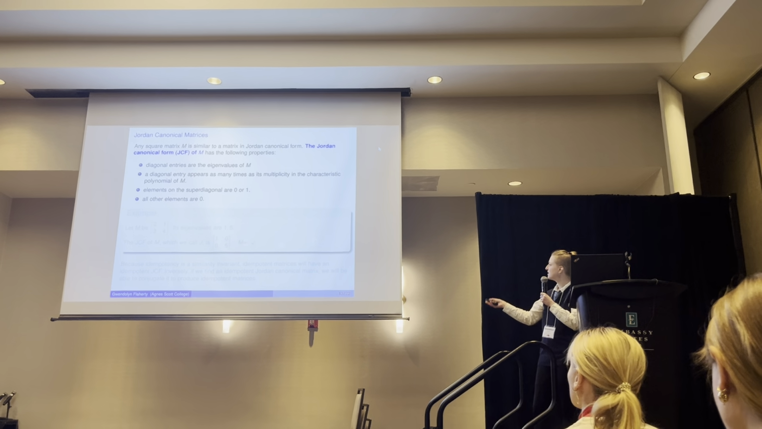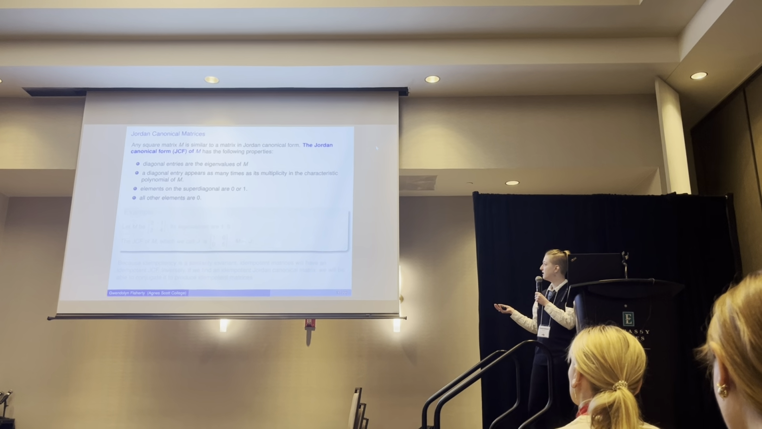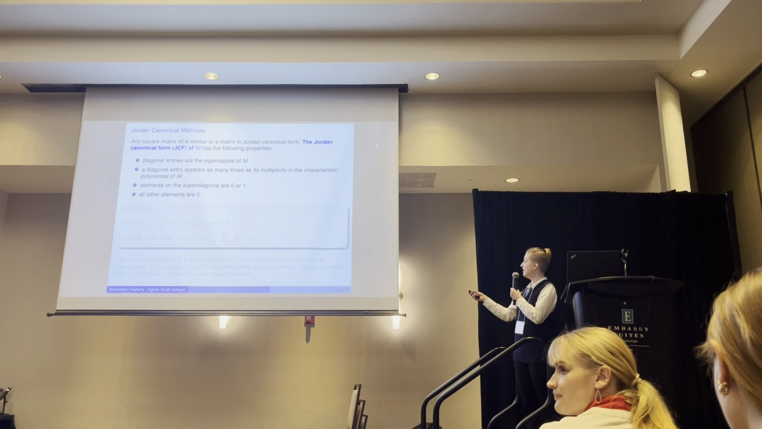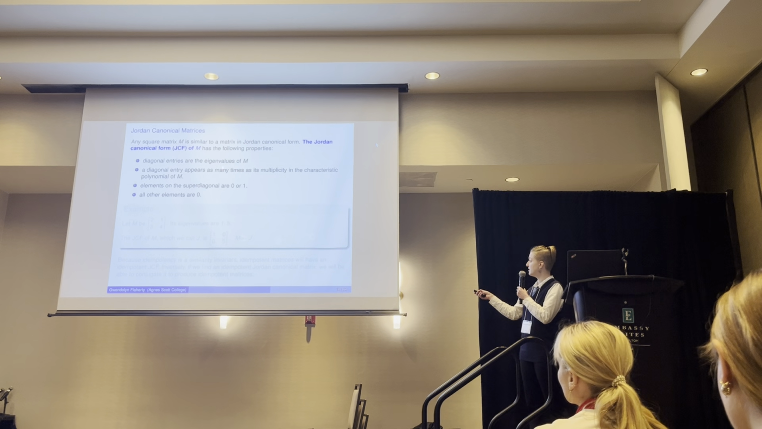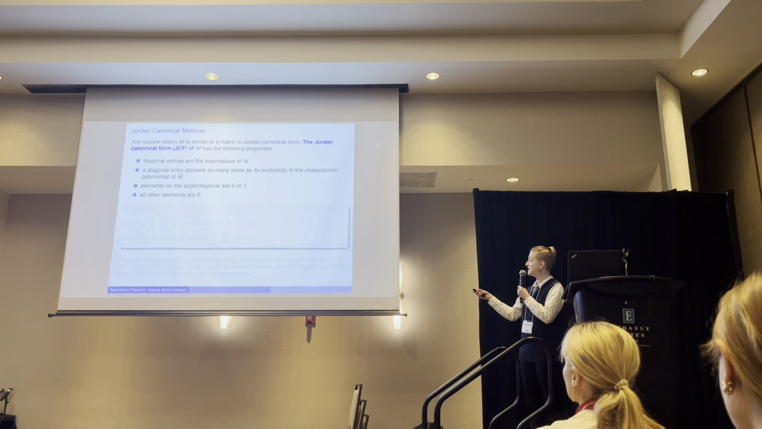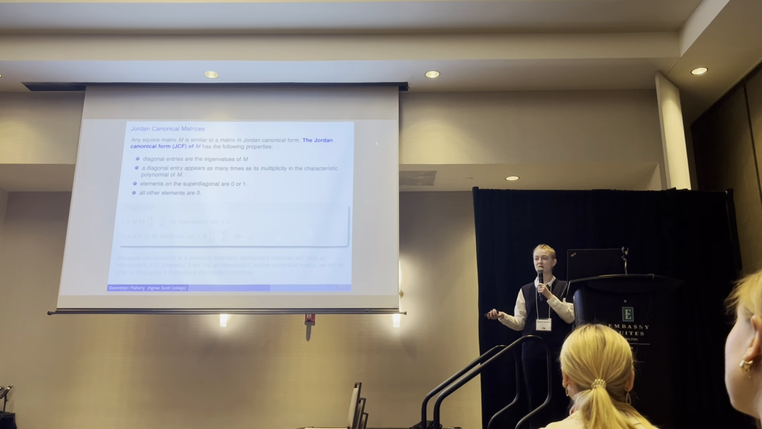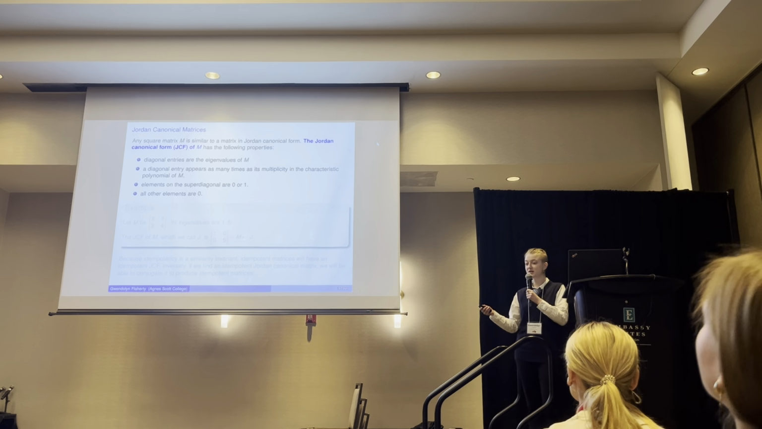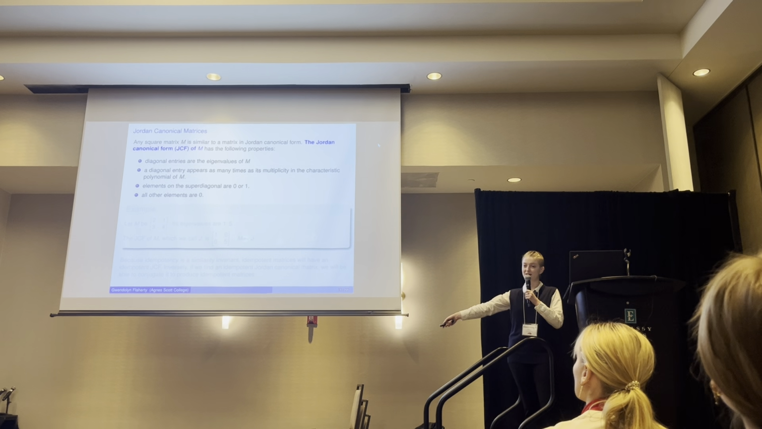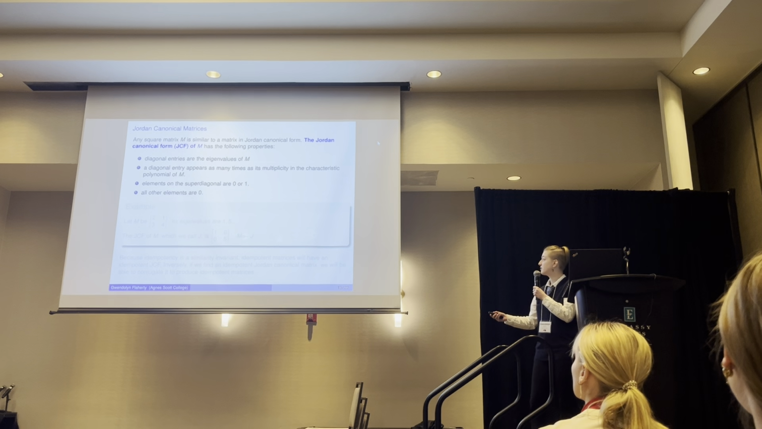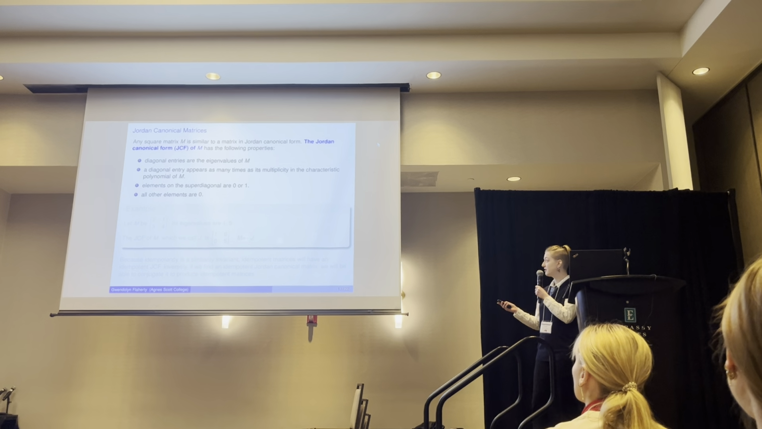And the Jordan canonical form of a certain square matrix M is of this form. The diagonal entries are M's eigenvalues. A diagonal entry appears as many times as its multiplicity in M's characteristic polynomial. Elements on the superdiagonal, which is just the elements directly above the matrix diagonal, are either 0 or 1. And all other elements are 0.